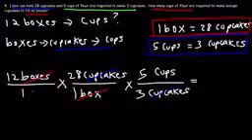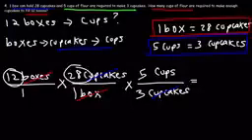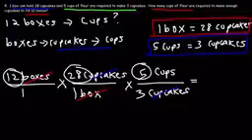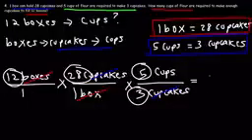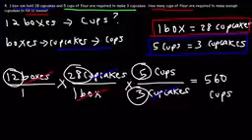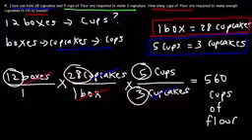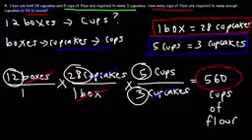So now we just got to do the math. It's going to be 12 times 28, which is 336, times 5, which is 1680, divided by 3. So that's 560. So 560 cups of flour are required to make 12 boxes, each with 28 cupcakes. So that's the final answer for this problem.